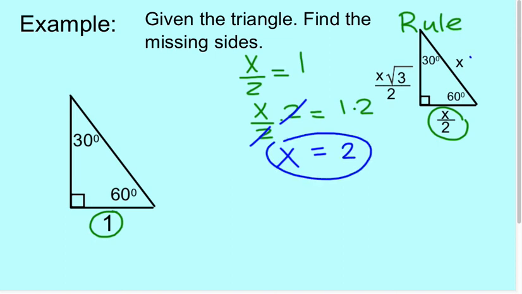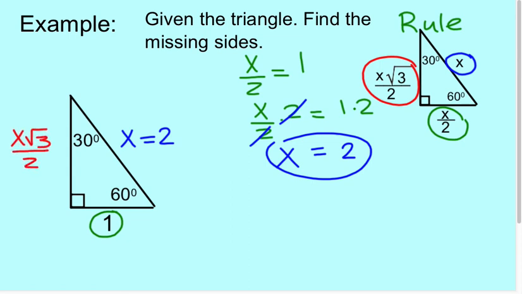So we can head over to find our hypotenuse. Our hypotenuse is x, so x equals 2. And then our third side is x square root of 3 over 2. So let's substitute that in. Substitute the 2 in. What happens is these 2's cancel, so that third side is the square root of 3. So now we have all 3 sides of our special right triangle.